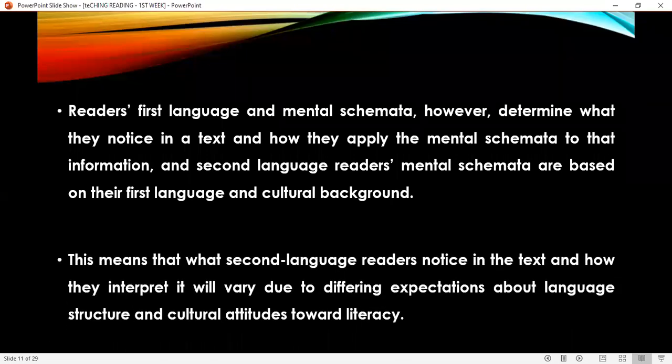So there is an interference. This means that what a second language reader notices in the test and how they interpret it will vary due to the differing expectations about language structure and cultural attitudes toward literacy. So this is what I told you, no? Here we are going to compare our language structure with the foreign language structure, or our culture with the culture that is presented in the test. So we are going to have this interference, all right?